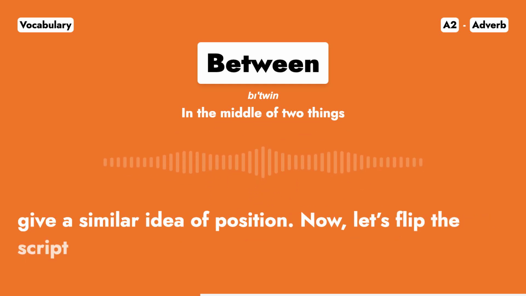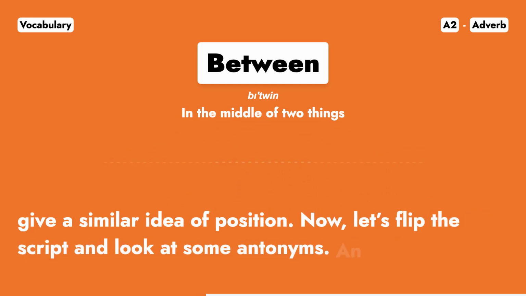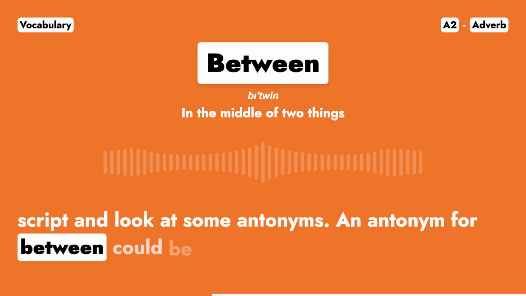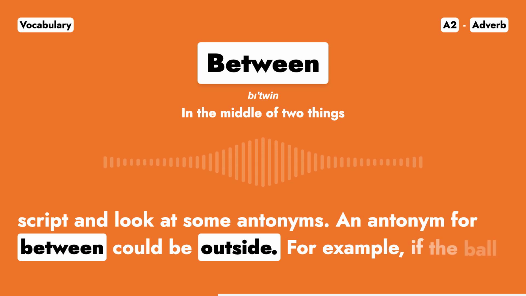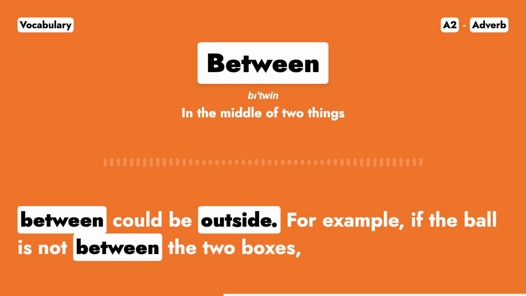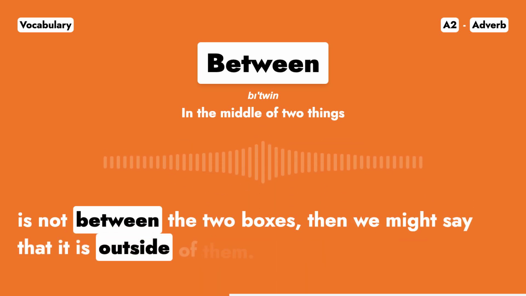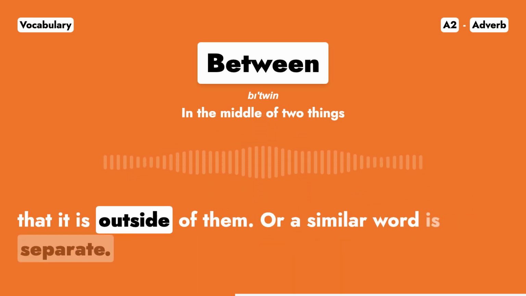Now, let's flip the script and look at some antonyms. An antonym for between could be outside. For example, if the ball is not between the two boxes, then we might say that it is outside of them. Or a similar word is separate.